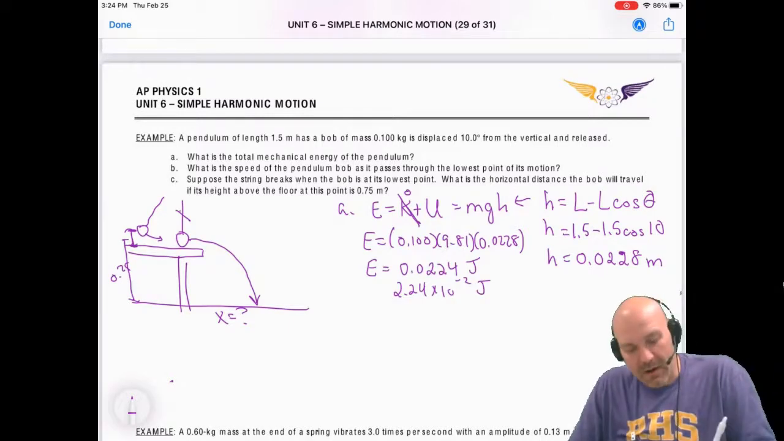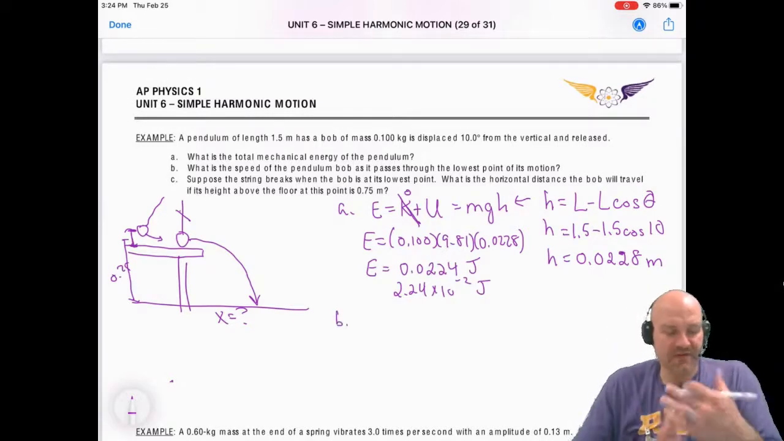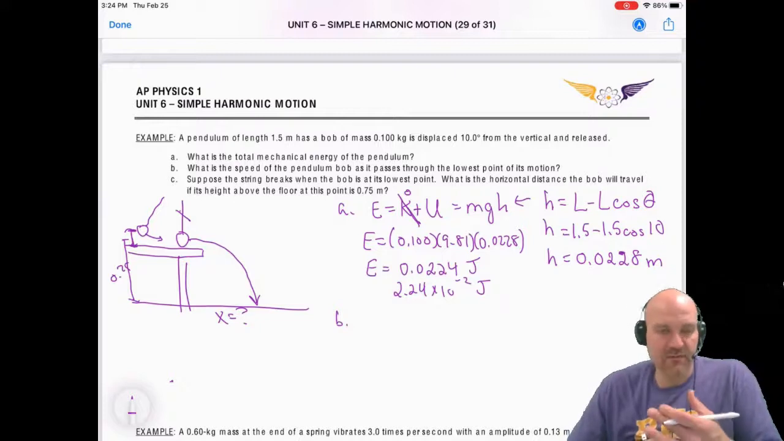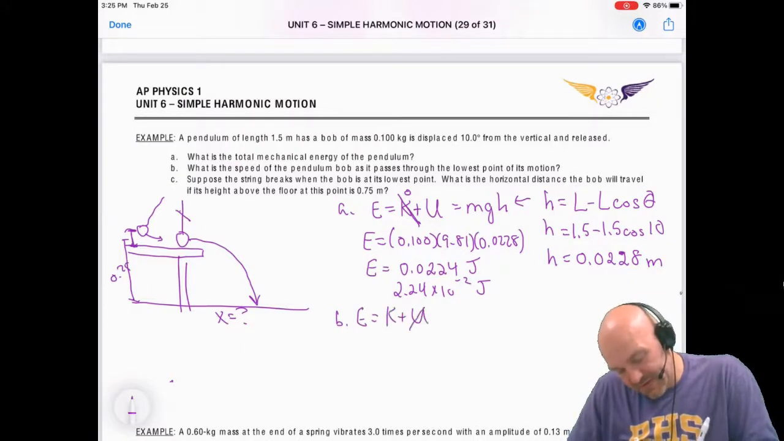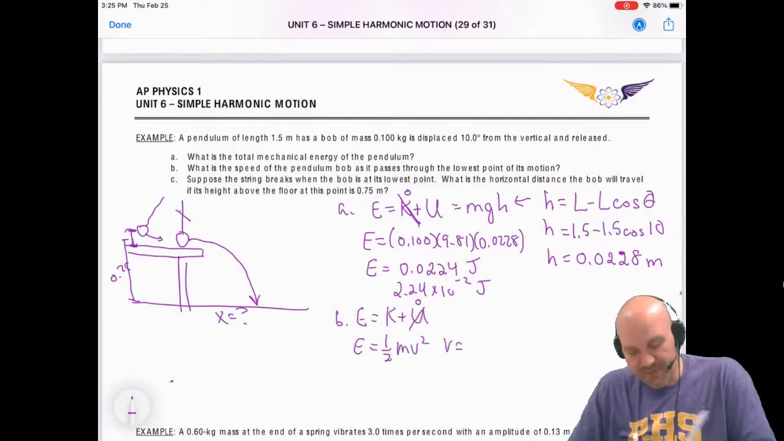Okay. Now, part B is what is the speed at its lowest point. Well, you have to remember the lowest point is where it's all kinetic. So here we are at our lowest point. This is going to be 0, and it's just going to be equal to 1 half mv squared. And so I'm going to solve this for v.